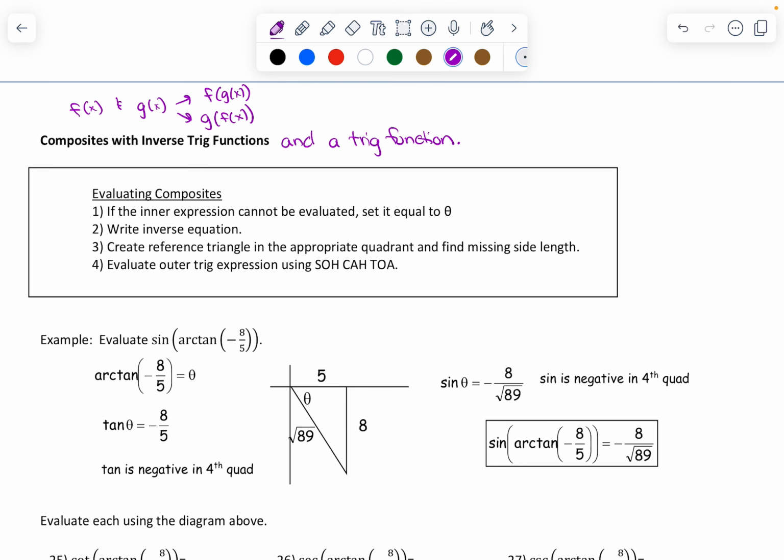So let's think of f as our trig function or non-inverse trig function. Then the first scenario could be a trig function as the outer function, which means the inner function would be the inverse trig function. Whenever you run into this scenario, it might require a triangle.